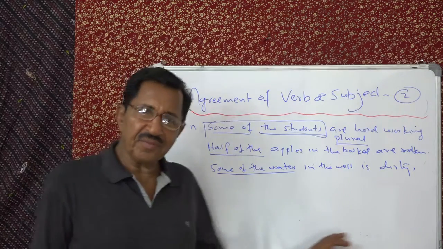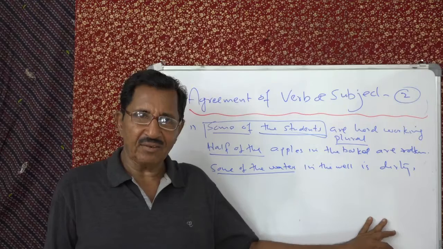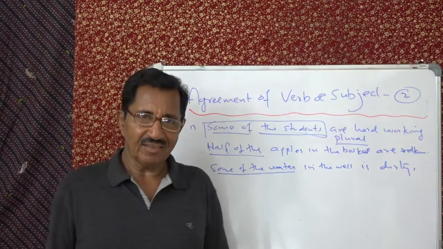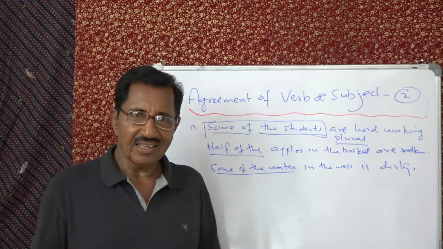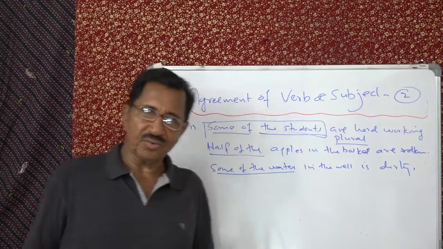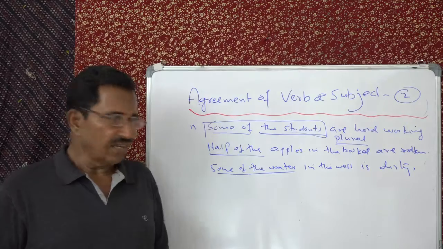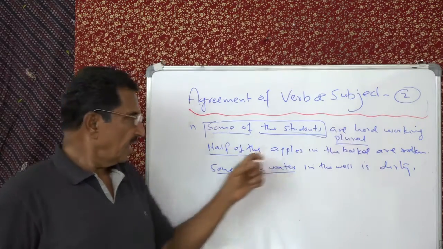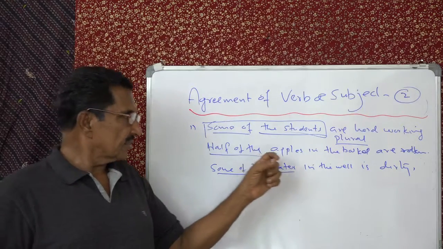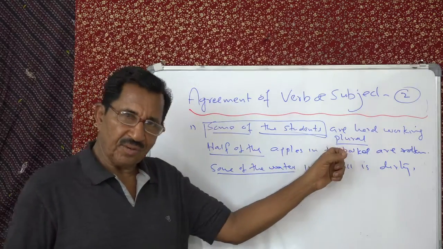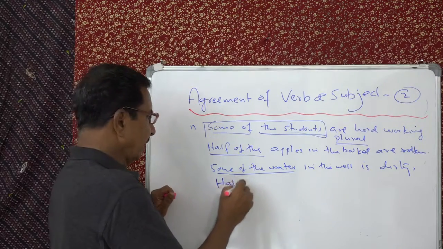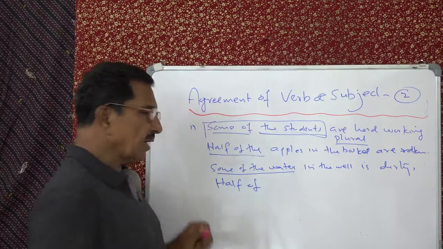Or you can say half of the milk is spoiled. How is that possible? Because they are kept in two glasses. One glass is spoiled, the other is good for you to drink. Did you get that idea? Some of, followed by countable nouns, plural. Half of, followed by countable nouns, plural. But some of and half of, followed by uncountable nouns.